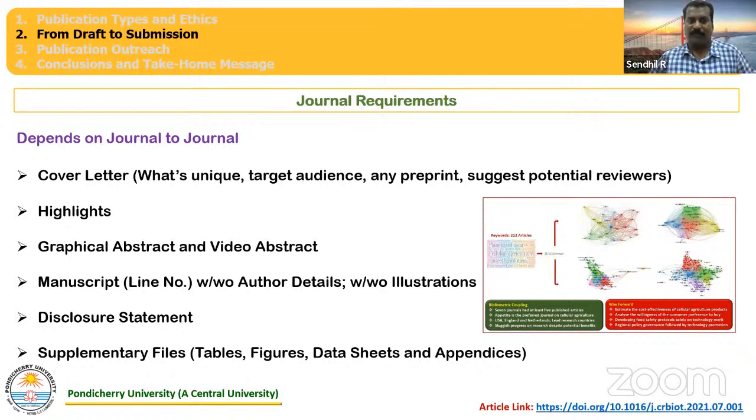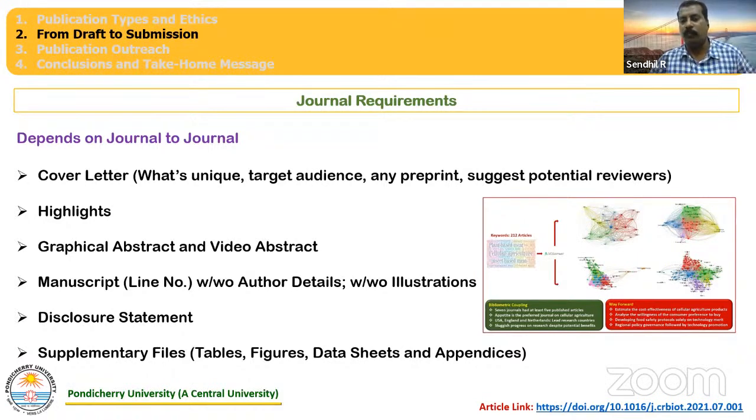The graphical abstract is another requirement by the modern journals. And certain journals also ask for a video abstract. One example of a graphical abstract I have presented on the slide. Basically, a graphical abstract visually presents your research. This graphical abstract shows the bibliometric visualization of cellular agriculture research. In that I have used 212 articles. The major keywords that appear in those 212 articles are given here as a word cloud.